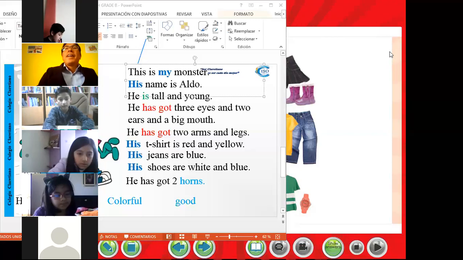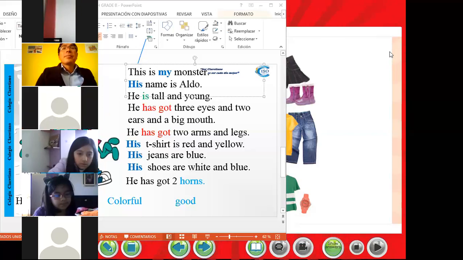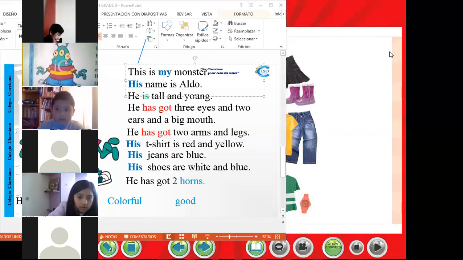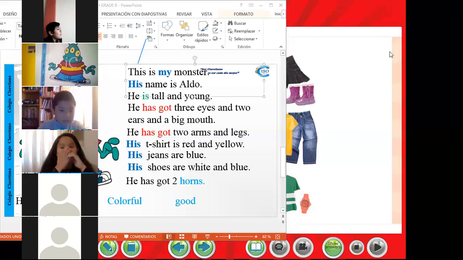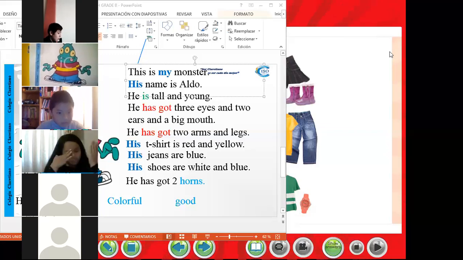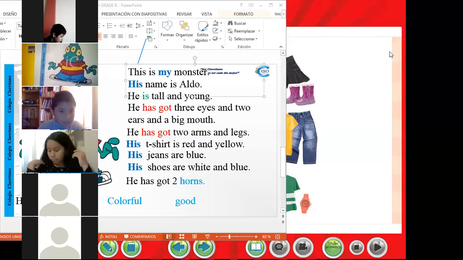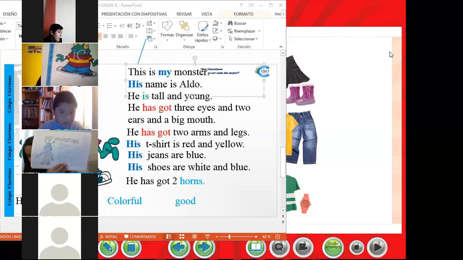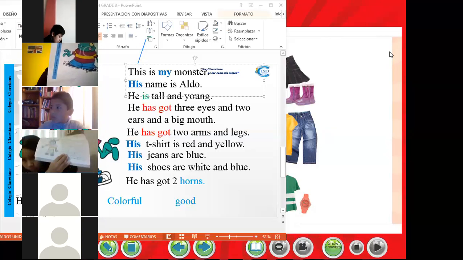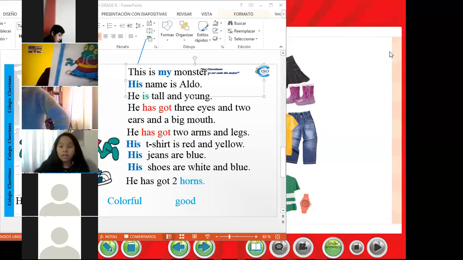Let's see, Leonardo, do you have a camera? Show us the picture of the monster in the camera. Only the picture, just the picture. Leonardo, just show me in the camera the drawing you made, nothing more. Teacher, I haven't printed my practice yet. Okay, let's continue with Luciana. Luciana, show me that picture. Now, can you read the description, Luciana?